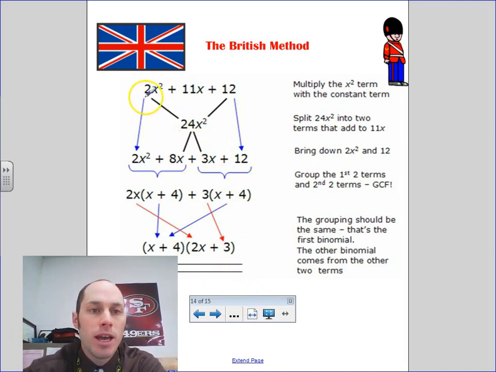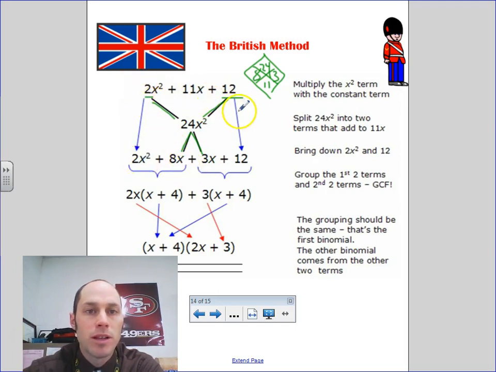So we multiply the A term times the C term. So we get 24x squared. And then we have to figure out how to split that up into two terms that add up to 11x. So it's kind of like the diamond in that we multiply the A and the C together, and we still need to get that sum of 11. So we know that that has to be 8 and 3. So that one gets broken into 8x plus 3x, and then we have 4 terms. We keep them all together in this method.